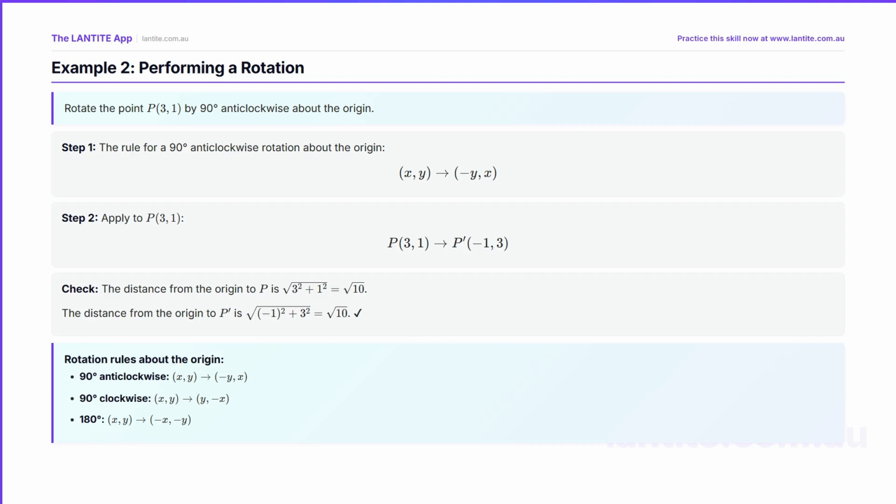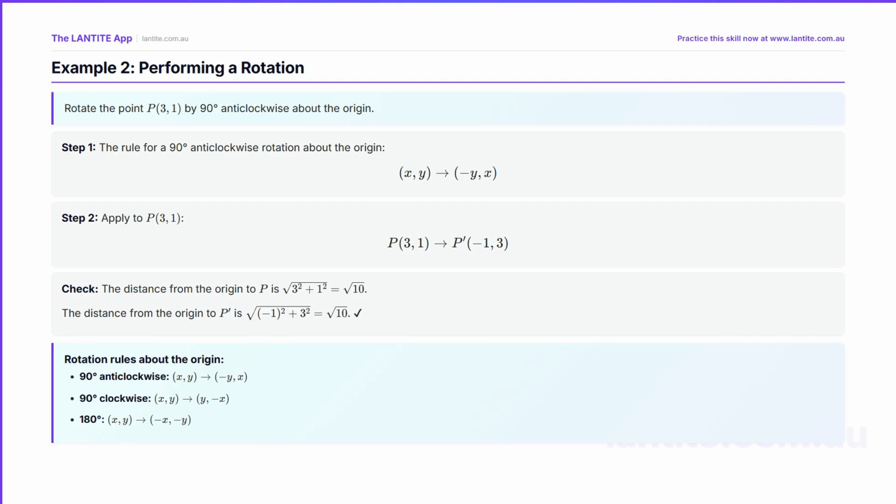Let's rotate a point. We want to rotate the point P at (3, 1) by 90 degrees anti-clockwise about the origin. The rule for a 90-degree anti-clockwise rotation about the origin is that (x, y) becomes (-y, x). So P at (3, 1) becomes P prime at (-1, 3).